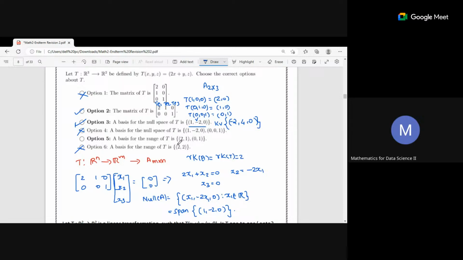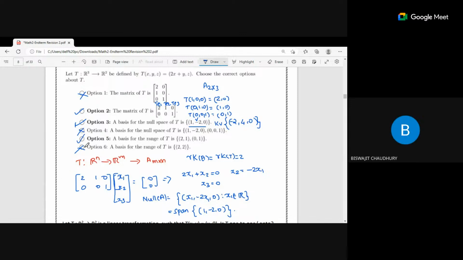So you see that (2, 1) and (0, 1), does it form a basis for R2? Your codomain is R2. Yes, ma'am, it is forming. So you see that in this case, the basis for the range can be any two linearly independent vectors from R2. So this is correct.